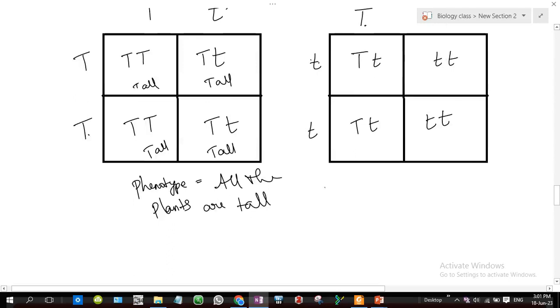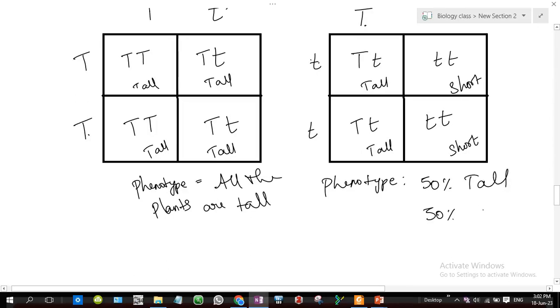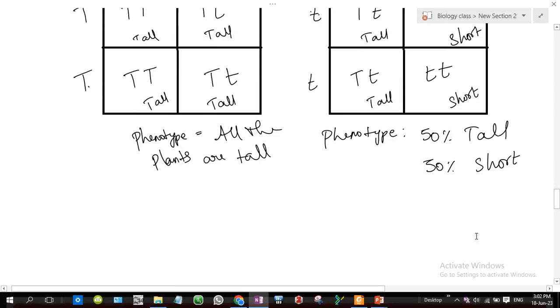Now what will the phenotype ratio be? Tall plant, short plant, and this is also short plant. So 50% tall plants and 50% short plants. And what will be the genotypic ratio? Genotype is also the same. I have 2 capital T small t to 2 small t small t. Cancelling the 2, I get a 1 is to 1 ratio.